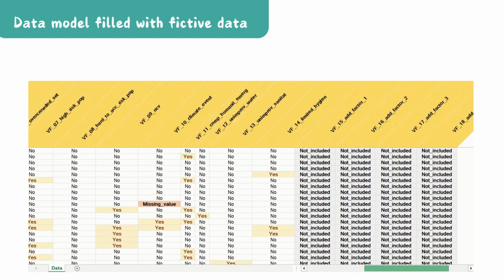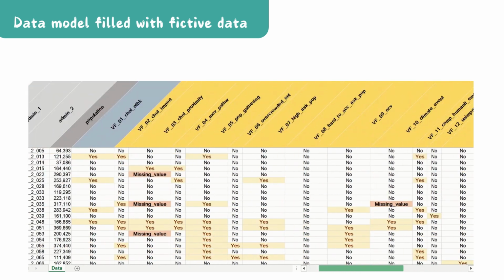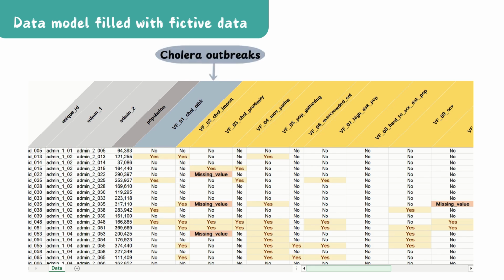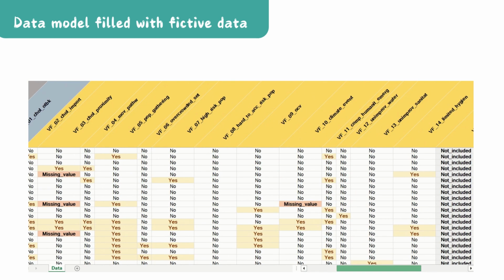Each column is a variable used for identifying PAMIs. The first columns, in light gray, correspond to variables that are necessary to identify each geographic unit. Then, in dark gray, comes a variable on population figures filled with the population in each geographic unit. Next, in blue, comes a variable on the occurrence of confirmed cholera outbreaks in each geographic unit over the analysis period. Lastly, in yellow, are variables on the presence or absence of vulnerability factors in each geographic unit.